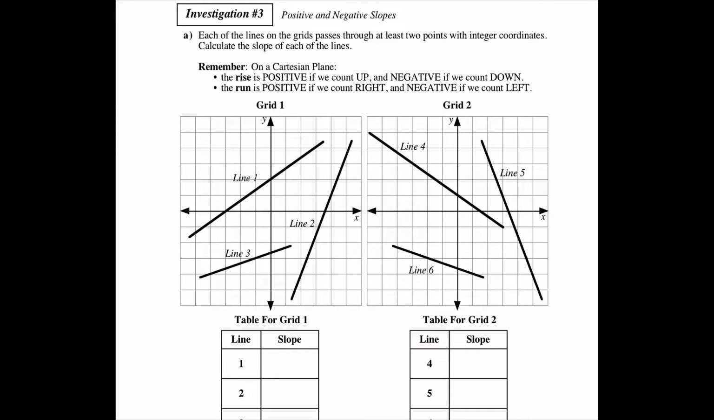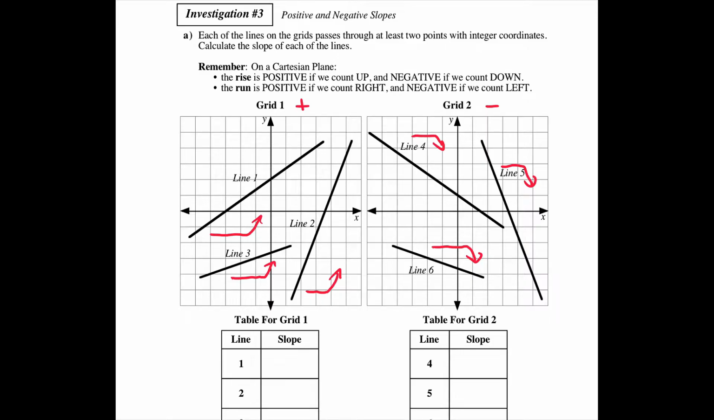All right, and investigation number 3, positive and negative slopes. I already mentioned this right at the beginning. So you should be able to identify that everything in grid number 1 has a positive slope because it's moving to the right and up, to the right and up, to the right and up. And everything in grid number 2 has a negative slope. It's moving to the right and down, to the right and down, and to the right and down.